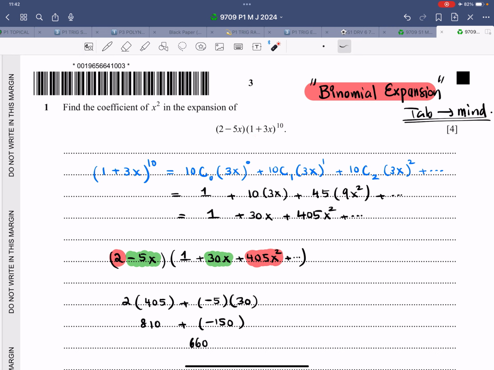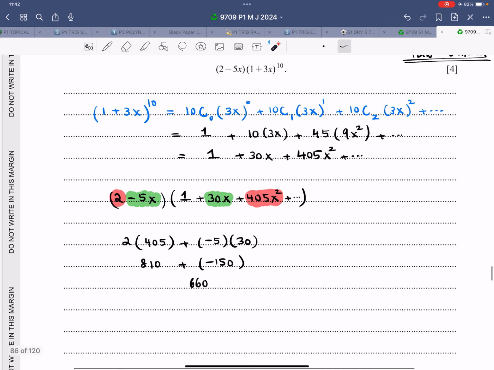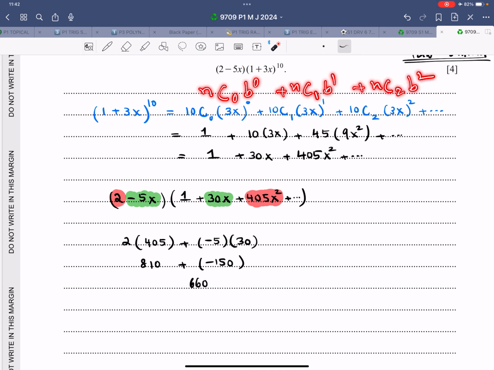Now the question is why only the first three terms? The reason is I technically need the x term from here so that it multiplies with the x over here and it gives me x square. And I need the x square term over here which multiplies with the constant and I'll still get an x square. So that's the whole logic behind it. That is the formula. That is NC0 b raised to power of 0, NC1 b raised to power of 1, NC2 b raised to power of 2, and these are the three terms that you get.